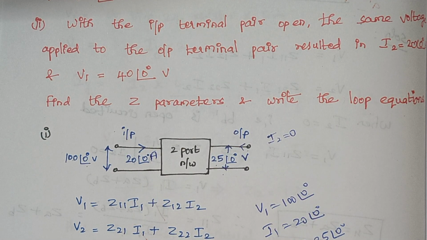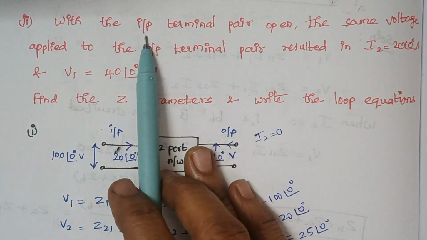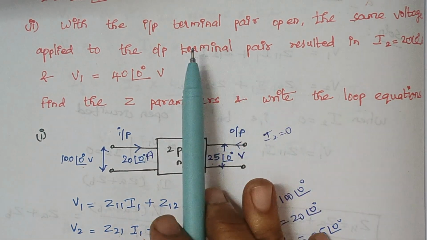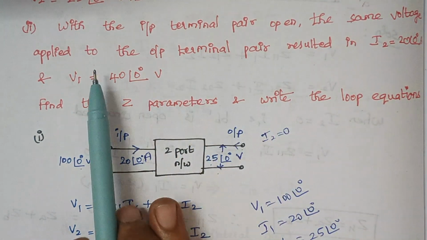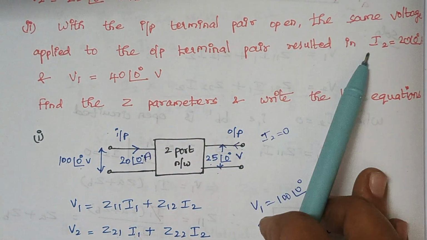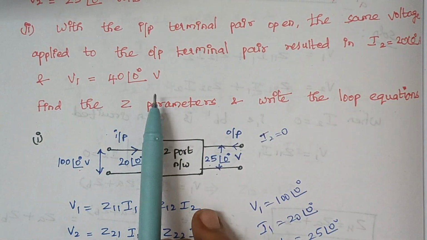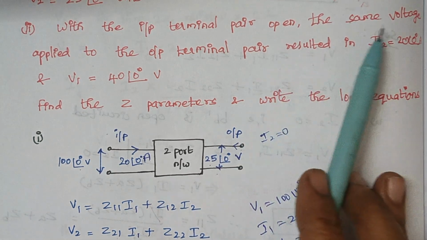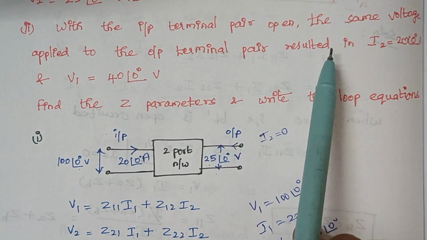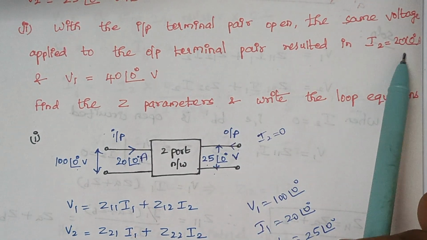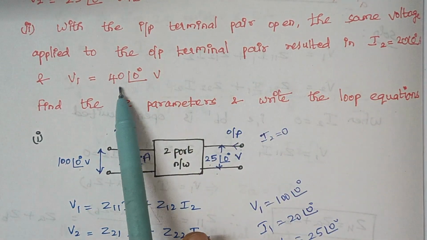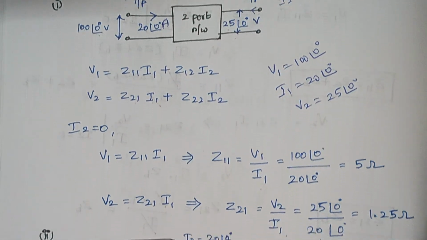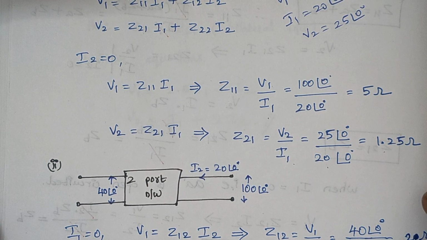Now proceeding with the second part of the question. Here the input terminal pair is open and the same voltage is applied to the output terminal pair, which results in I2 20 amps and V1 40 volt. Now the question is clear, right? The input terminal pair is open. So the same voltage, that is 100 volt, is given to the output side and the respective current is 20 amps and the voltage at the input side is 40 volt. Now just again draw the diagram and make everything clear.